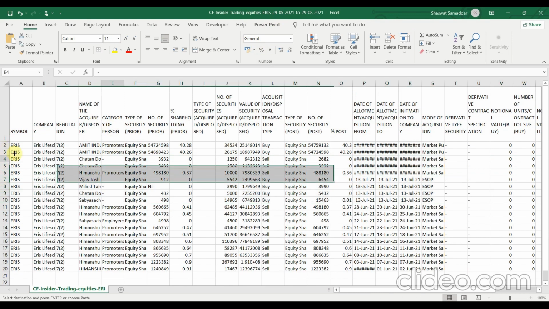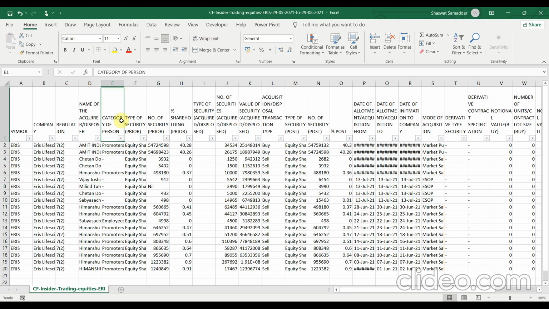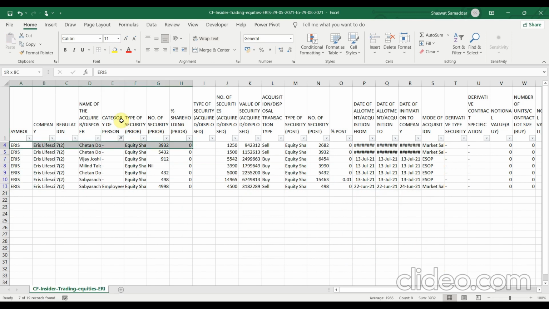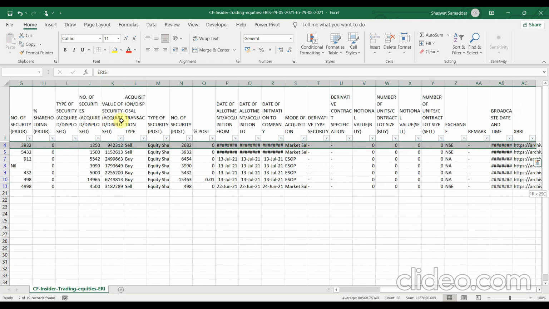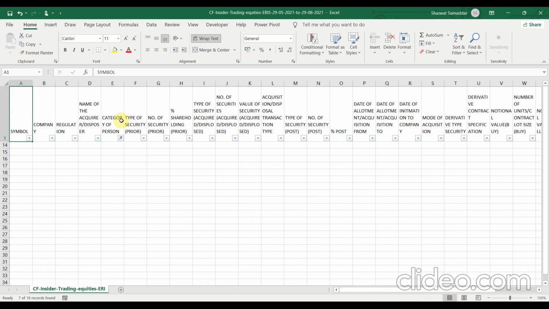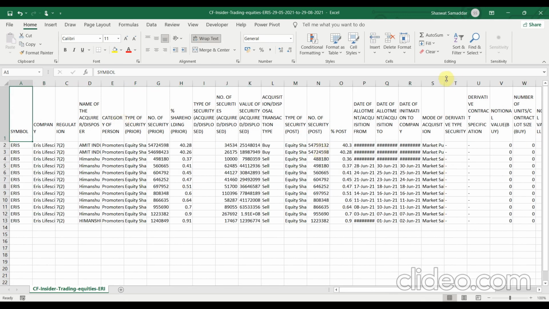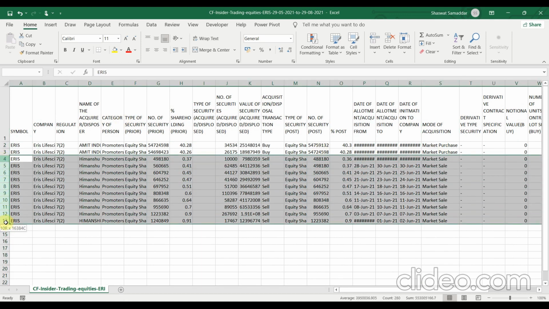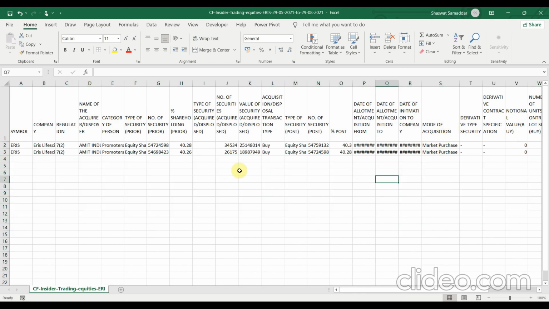Okay, sorry. Let's just apply the filter. It will be quick. Okay, no, I want the employees. All right. Okay, now we have only the promoter, and we have to delete all these things, we need the mode of acquisition to be market purchase only. So we have boiled this whole spreadsheet down to only 2 rows.